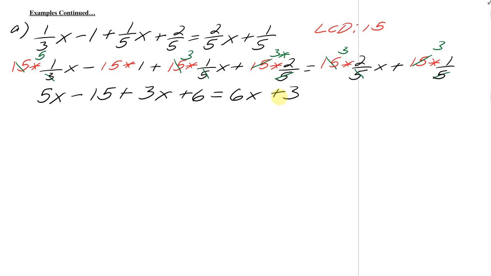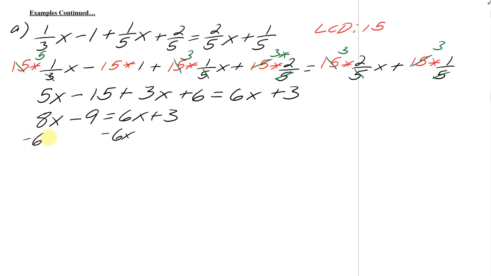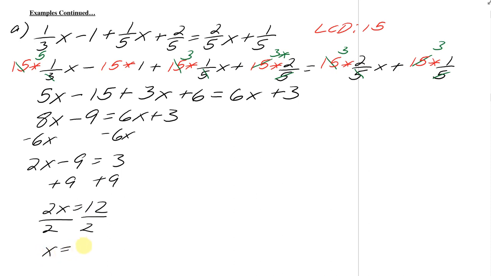So now we can keep forging ahead here. So this will become 5x minus 9 equals 6x plus 3. And now I can subtract off the 6x to get 2x minus 9 equals 3. Add the 9 to each side, and I get 2x equals 12. Divide both sides by 2, and I get x equals 6. So that would be my final solution for this one.